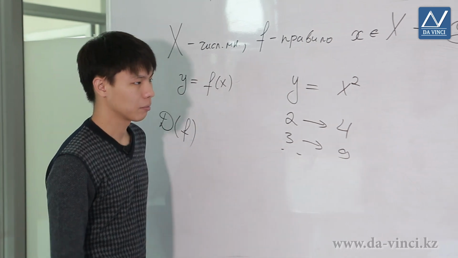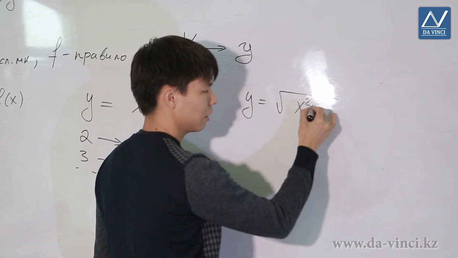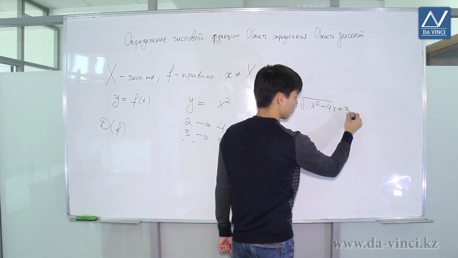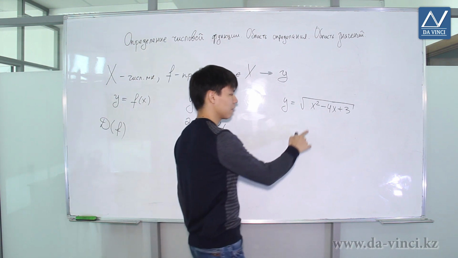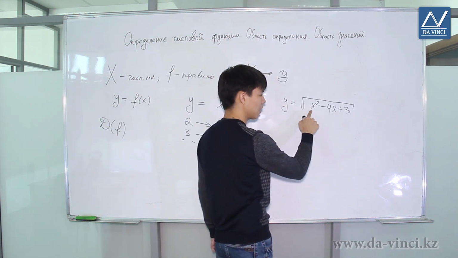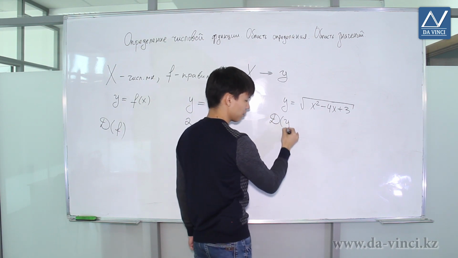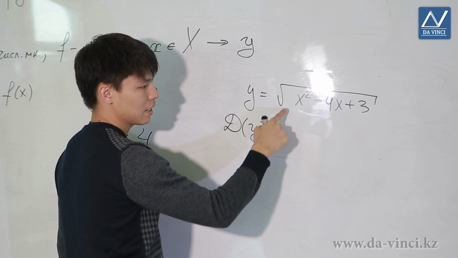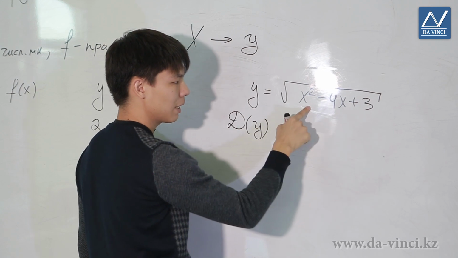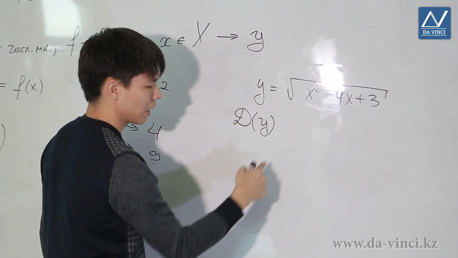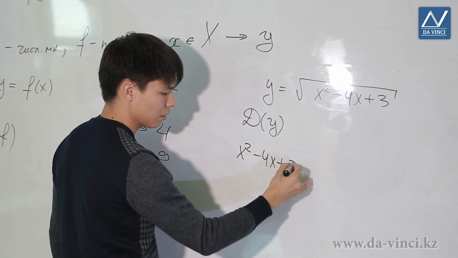Let's take a look at an example. Let's suppose we have a function y is equal to the root of x squared minus 4x plus 3. It is required to find the domain. That is, we need to find all possible values of the variable x. The domain in this case can be denoted as D of y. The expression under the root must be non-negative, so the domain is determined by the solution of the inequality x squared minus 4x plus 3 greater than or equal to 0.